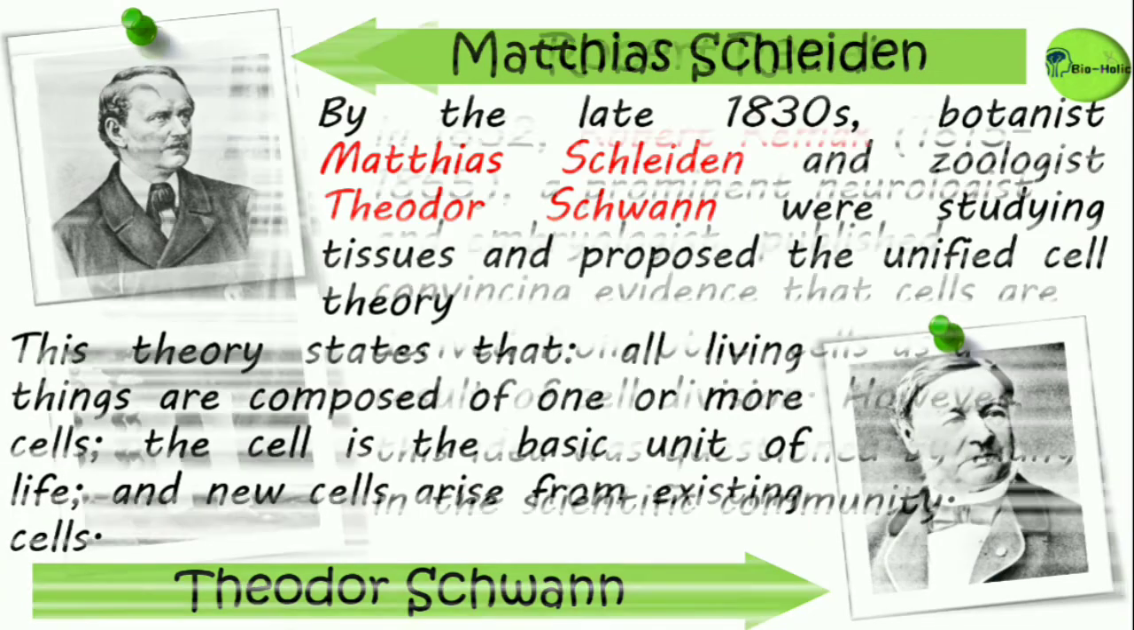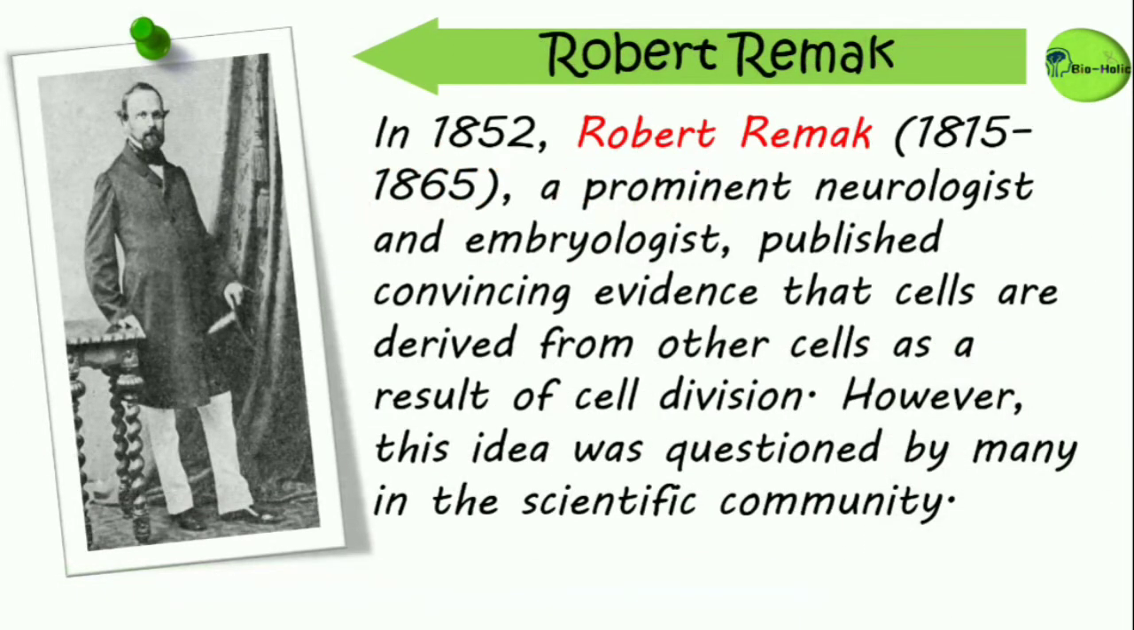Later, in the 1850s, two scientists living in Germany pushed this idea further, culminating in what we recognize today as the modern cell theory. One of them is Robert Remak, a prominent neurologist and embryologist, who published convincing evidence that cells are derived from other cells as a result of cell division. However, this idea was questioned by many in the scientific community.